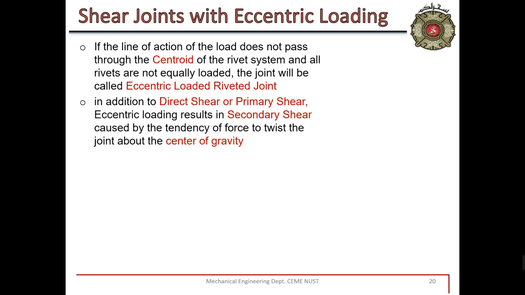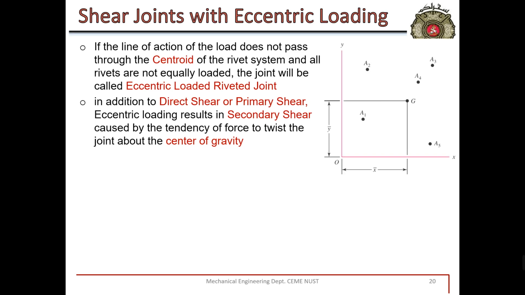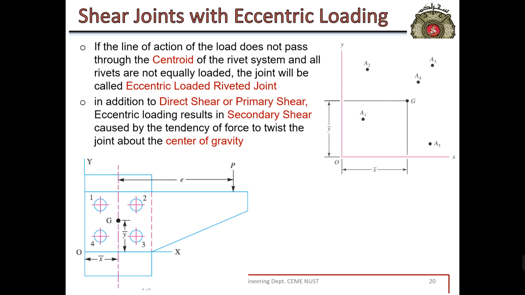In case of eccentric loading, there are two types of shear: direct shear, or primary shear, and secondary shear. In the first previous examples, the shear was primary shear because there was only shear due to shear force. In case of secondary shear, there can be a load. For example, in this case, the rotation that this load causes has to be resisted by this external and opposite moment.